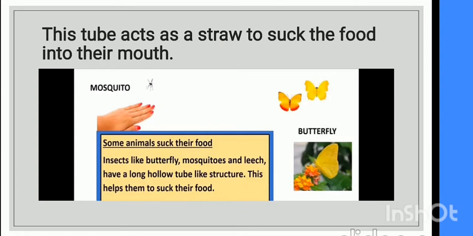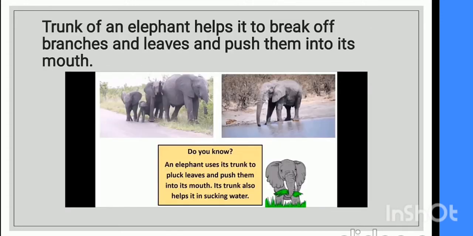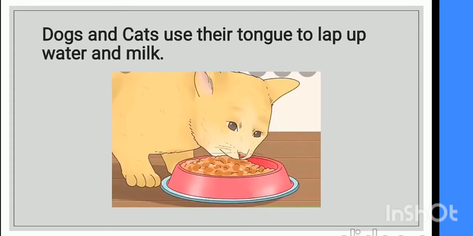Next is dog and cat. Dog and cat use their tongue to lap up water and milk. Lap up means to take in the liquid food with the help of their tongue.